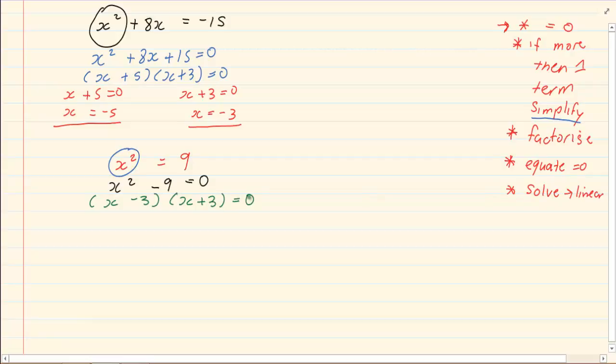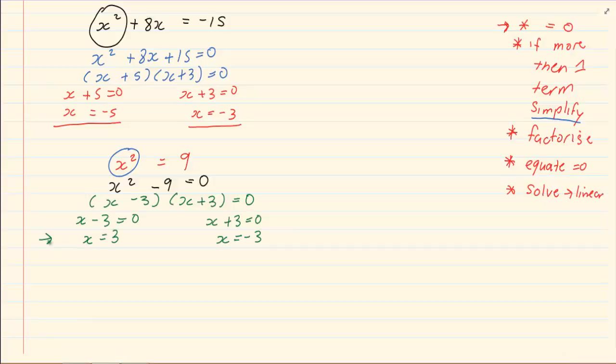If you are not familiar with factorizing, please refer to our previous videos where we had done factorizing in detail. We have x minus 3 is equal to 0, x plus 3 is equal to 0. We are now equating each bracket to 0. So we have x is equal to 3, x is equal to minus 3. At this level, we are now solving using linear rules. Okay, let us do a more complex example.